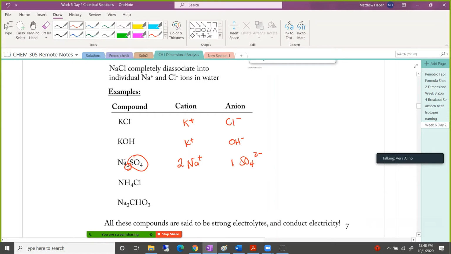How many species will you see if you drop 1 molecule of sodium sulfate? Anyone care to shout out? Just shout it out. Don't put it on the chat box.